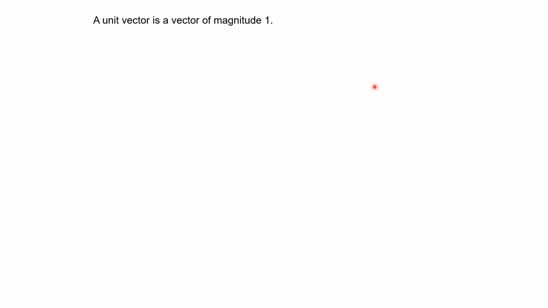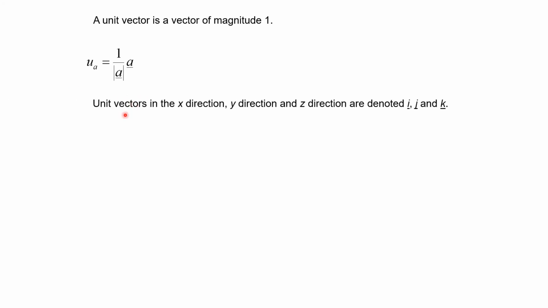Okay, a unit vector is defined as a vector with magnitude of 1. So for example, a unit vector for A, we symbolize it with A hat, equals 1 over modulus of the vector A multiplied by A. So this is the formula to get a unit vector. Basically, it's the vector over the modulus, right?